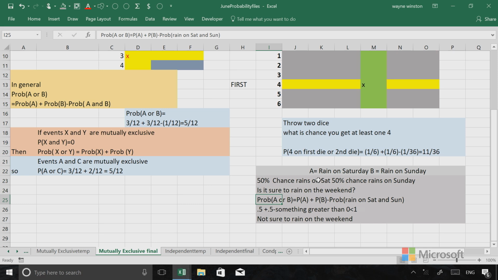What's the probability it rains on the weekend? It's the probability it rains on Saturday or rains on Sunday. That's the probability of A plus the probability of B, each of which is 50%, minus the chance it rains on both Saturday and Sunday. So you've got 0.5 plus 0.5 minus something that's positive, because it could rain on both Saturday and Sunday. So basically this will be less than 1 because you have 1 minus something. So it's not sure to rain on the weekend, although if you live in Seattle, you probably think it is sure to rain on the weekend.